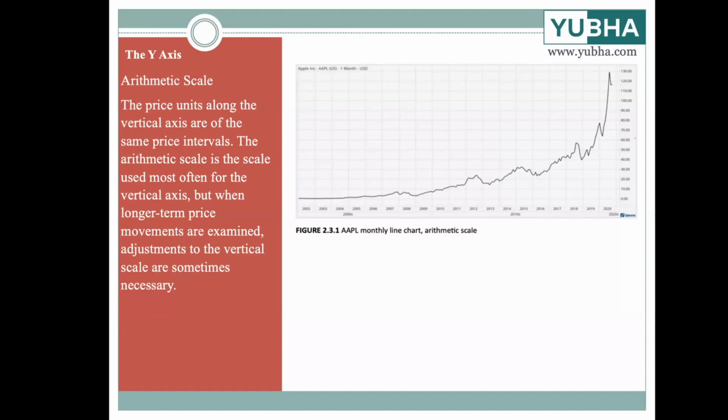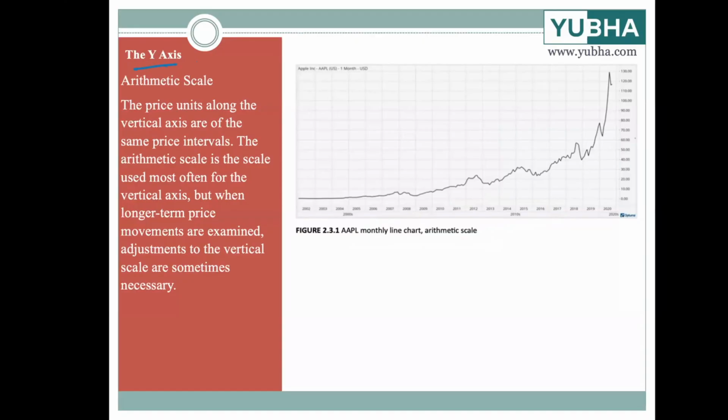Okay, the next thing that we are looking at is the y-axis. Till now, we've only focused on the x-axis, which was at the bottom, and most of the time we had time scale at the bottom, but there are times that the time scale is not relevant because what we are measuring is the activity, not the time that the stock has spent at a particular price point. Okay. Now, what we're looking at is the y-axis.